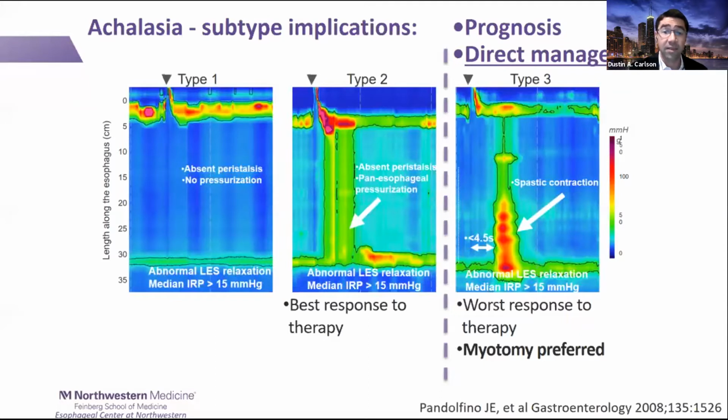And further, the novel application of POEM provides the potential to actually tailor therapy and extend the myotomy up the esophageal body and ablate the extent of the spastic segment that can occur in type 3 achalasia.